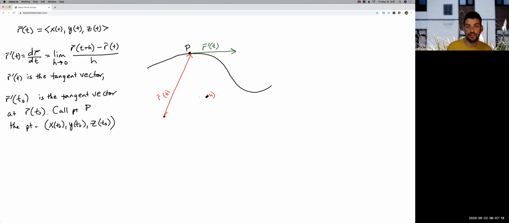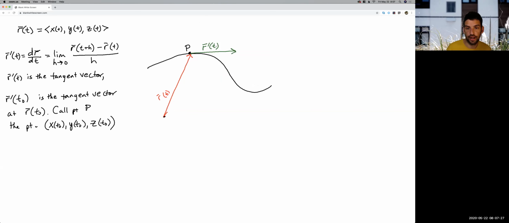Right, so after we take the limit, we get this tangent vector. Now we're at t naught, r of t naught, and this is our point P.